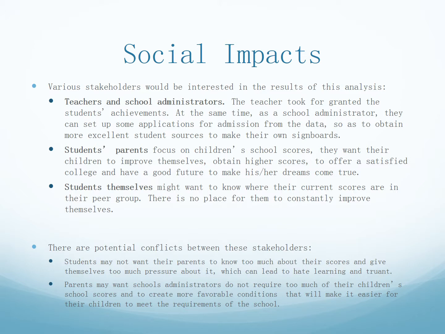And there are potential conflicts between these stakeholders. The first thing I come up with is that students may not want their parents to know too much about their scores and give themselves too much pressure about it, which can lead to hating learning. And parents may want school administrators not to require too much on their children's school scores and to create more favorable conditions that will make it easier for their children to meet the requirements of the school.